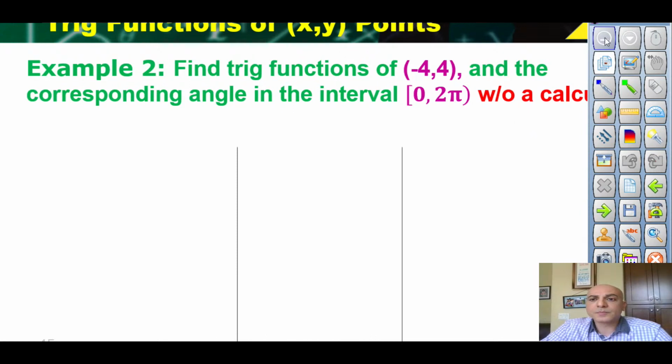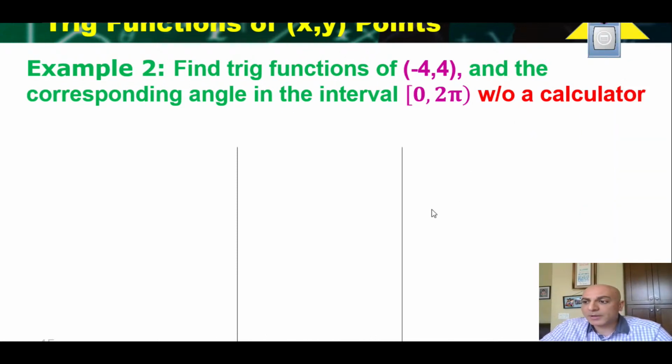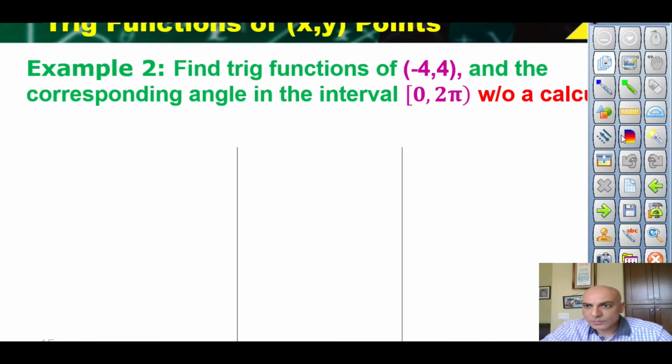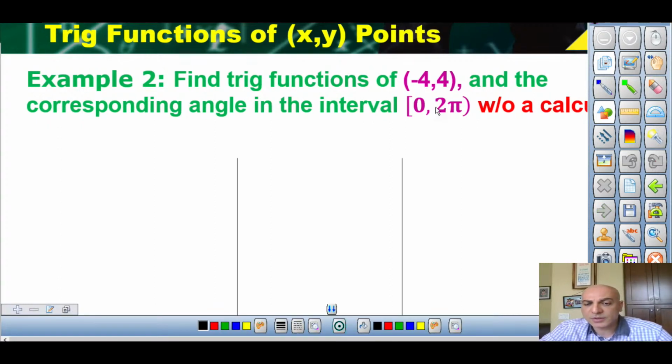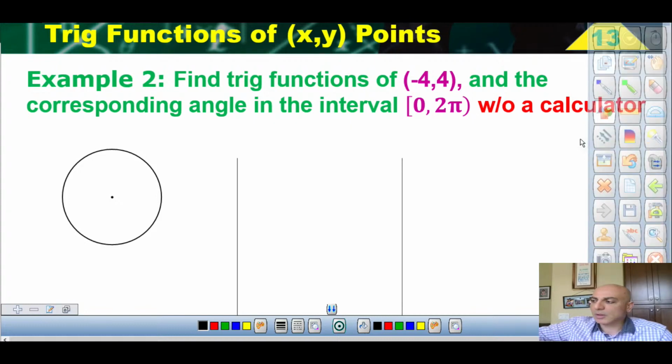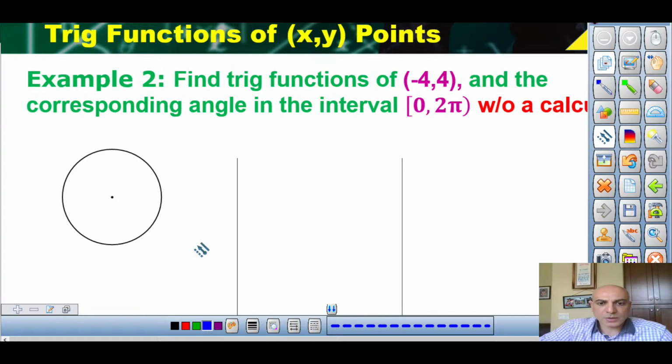Let's do another one here. I'm gonna speed up a little bit. Okay, so this one says you have a point (-4, 4), and it's asking me to find the trig functions, cosine, sine, and tangent, and also find the corresponding angle. What angle does this point make? Well, I'm not too sure, but I could try to guess, to mathematically infer to see what's going on here.